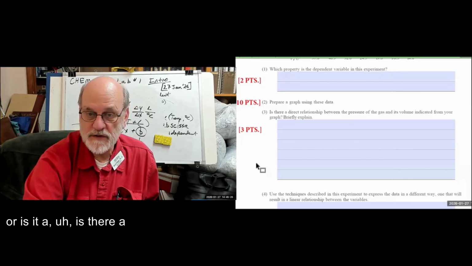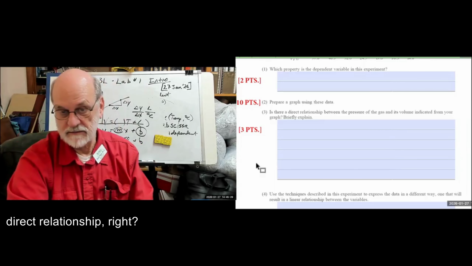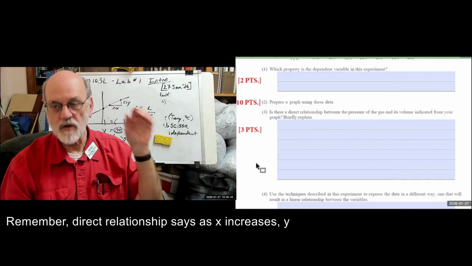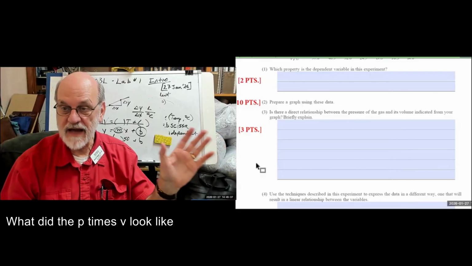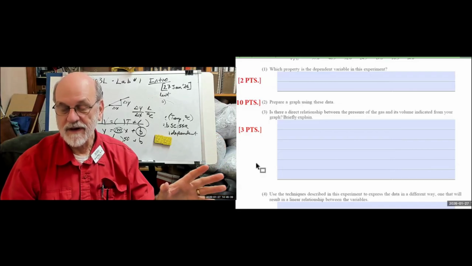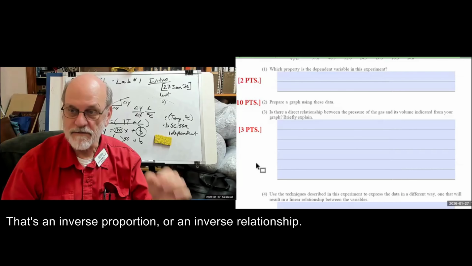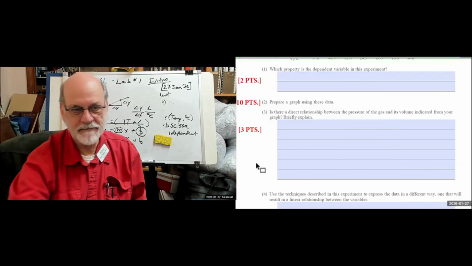Tell me, is there a direct relationship? Remember, direct relationship says as x increases, y increases. What did the P times V look like before? As x increases, y decreases. That's an inverse proportion or an inverse relationship.